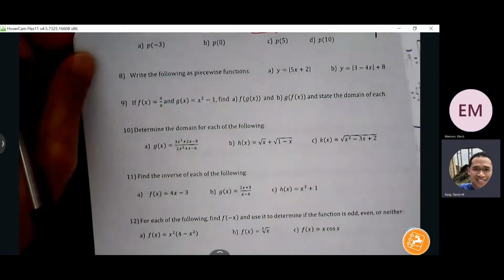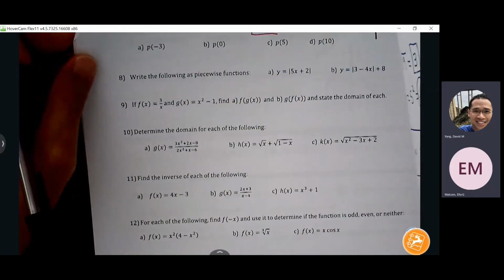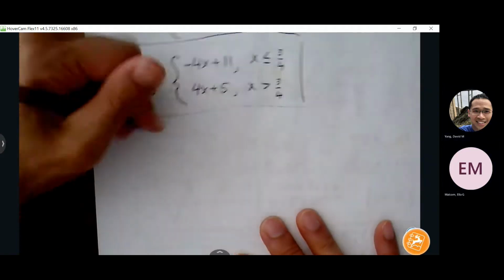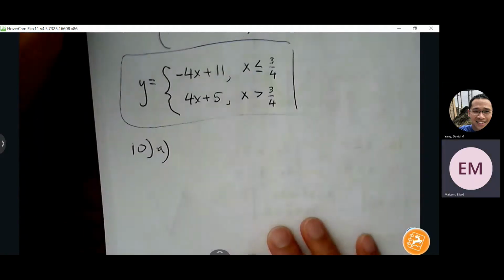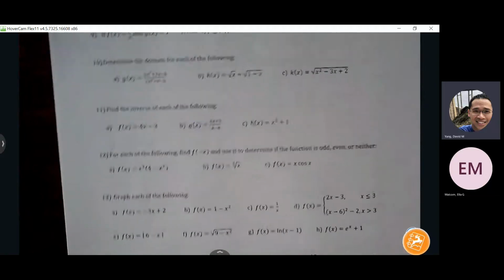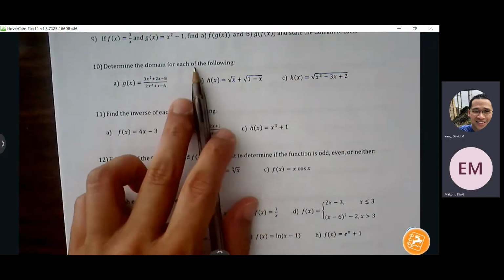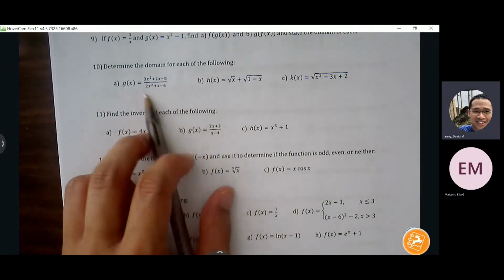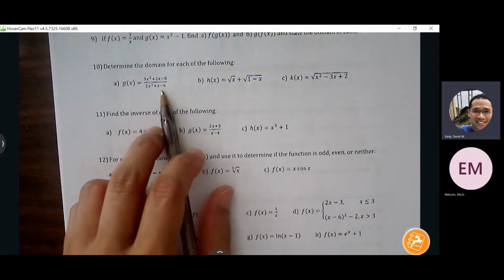Let's skip the parts that I don't find as important. Let's do number 10. 10A. Okay. I was going to show 10A here. All right, so 10A says, determine the domain for each of the following. The way you find domain is you simply look at the denominator. Whatever makes the denominator 0 is where the restriction is going to occur.